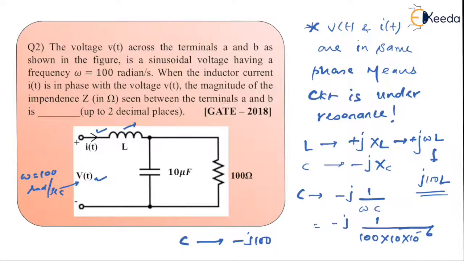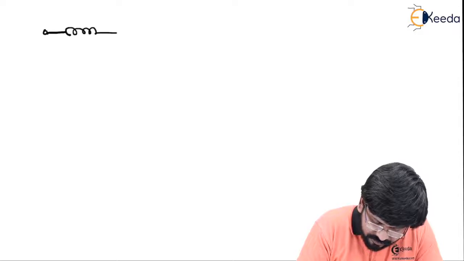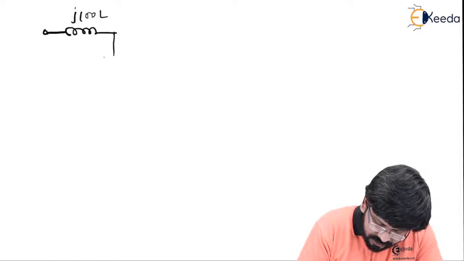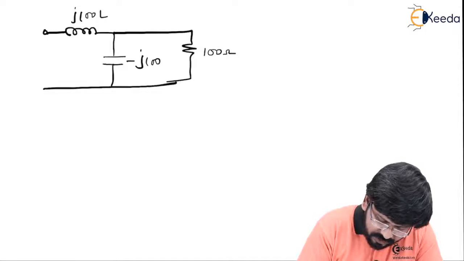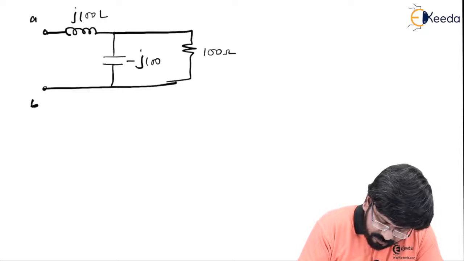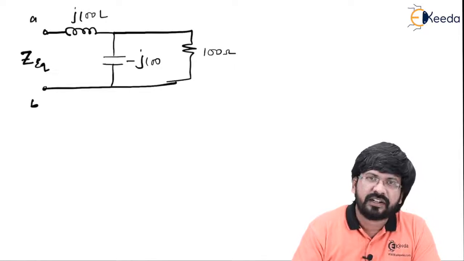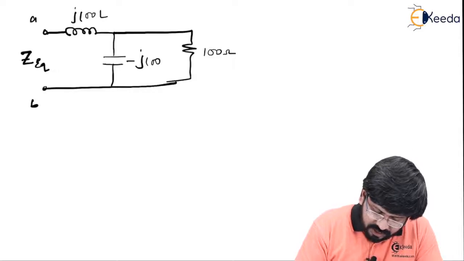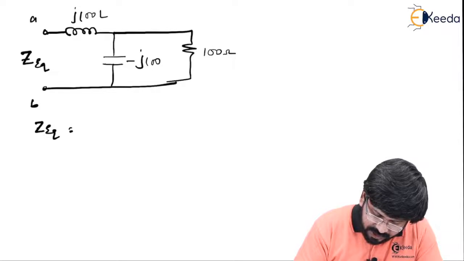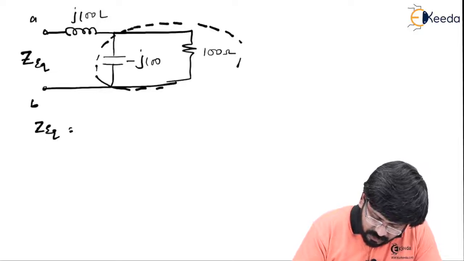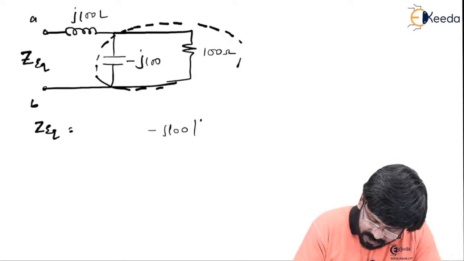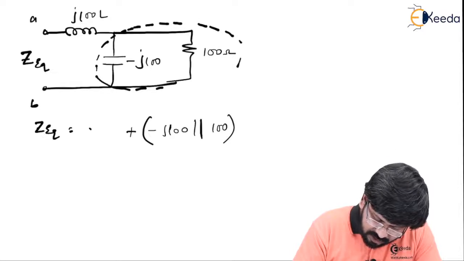Let us redraw the circuit now. So the circuit becomes like this. It is j100L. Then we have got a capacitor having minus j100 value, and parallel to which there was another resistance 100 ohms. This was point A and B, across which we have to calculate Z equivalent. Am I right? At resonance condition. Z equivalent is nothing but, as you can see, these two components are in parallel, right? So can I say minus j100 comes in parallel with 100 ohms, and which is in series with j100L.